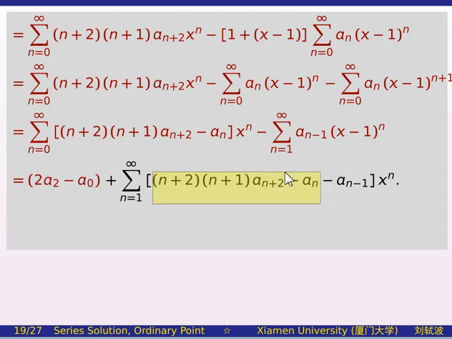This is the coefficient of (x-1)^n from the first summation. Then subtract a_{n-1}. That is, this a_{n-1} is the coefficient of (x-1) to the power n in the second series. So we obtain this, and as before, this is x minus 1, not x here. Misprint. Okay, sorry. So from this result, and the left hand side, what's the left hand side?